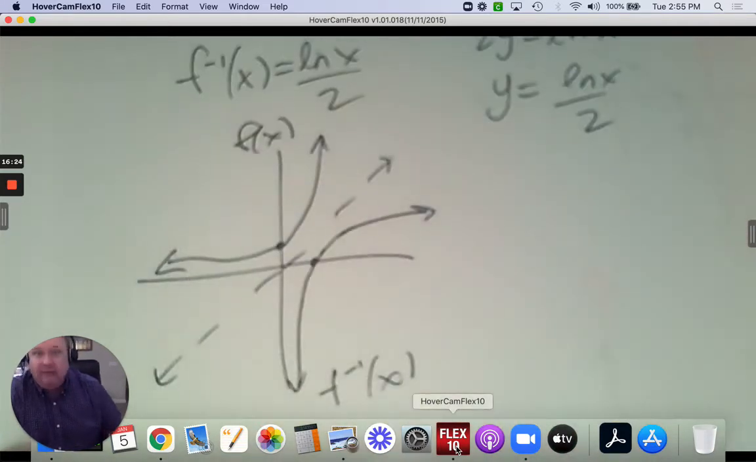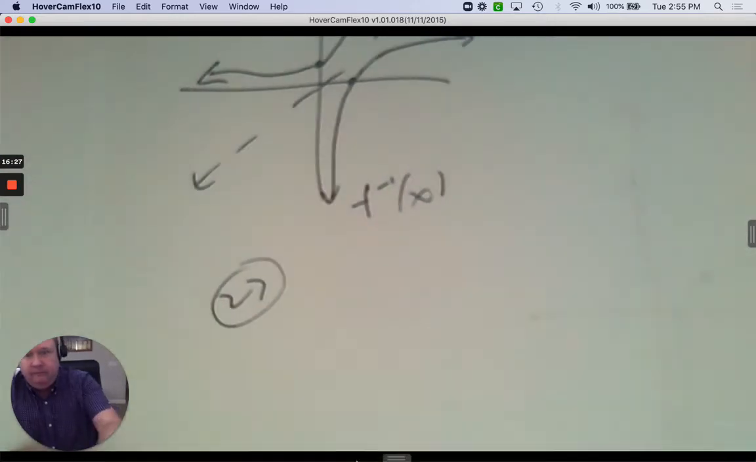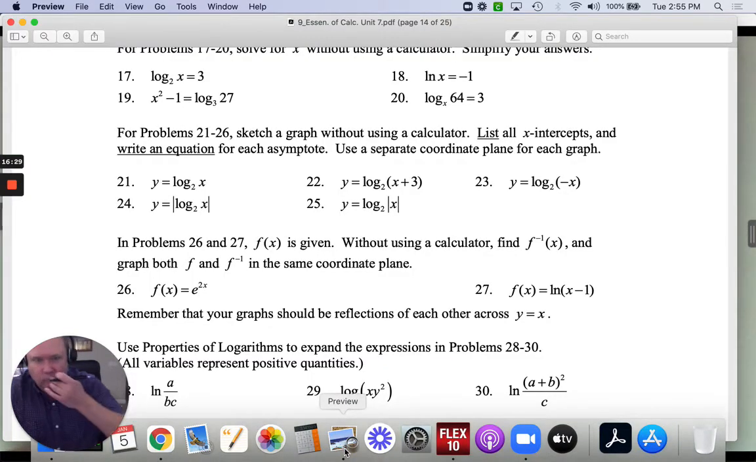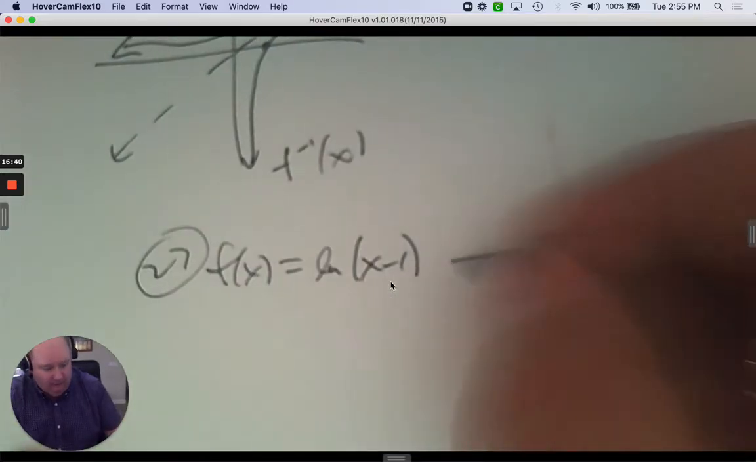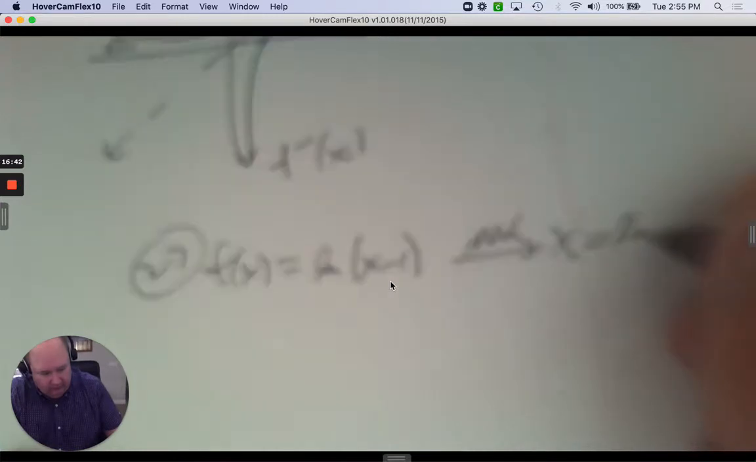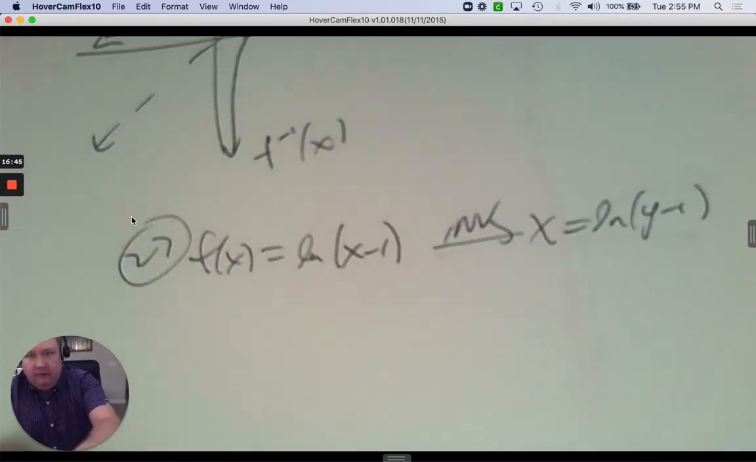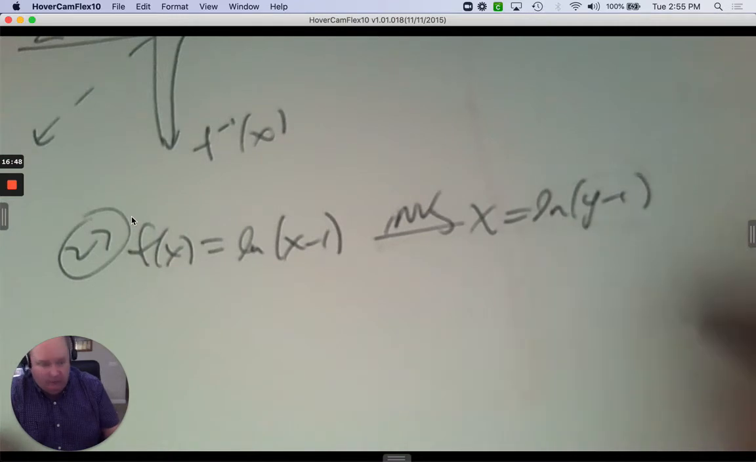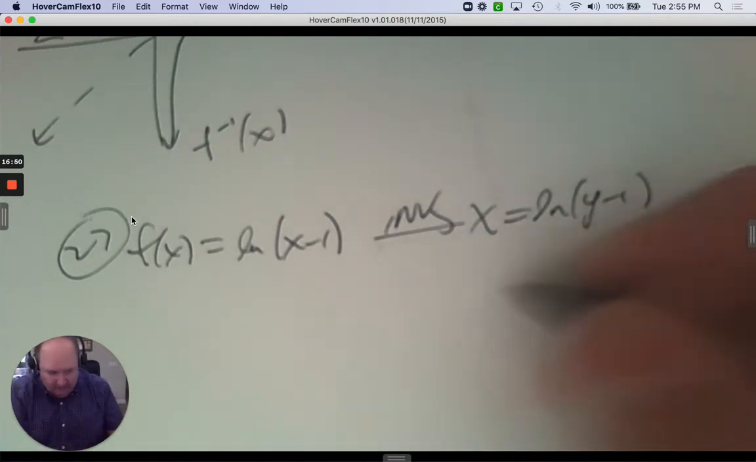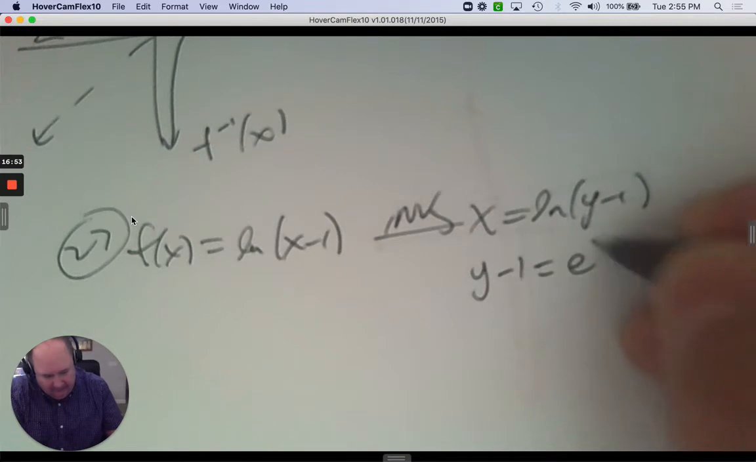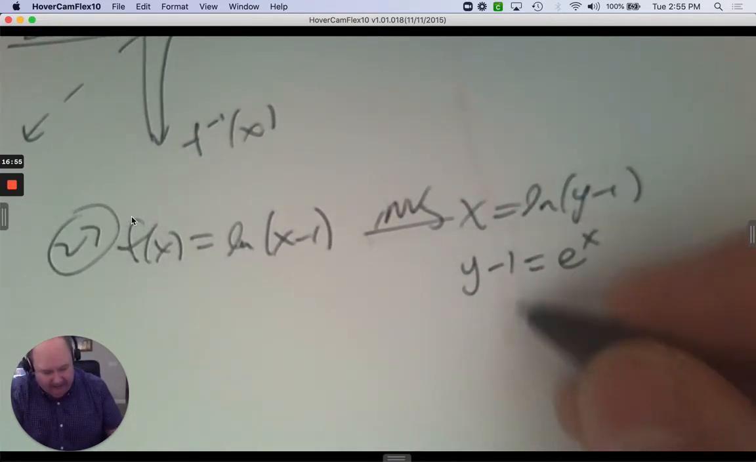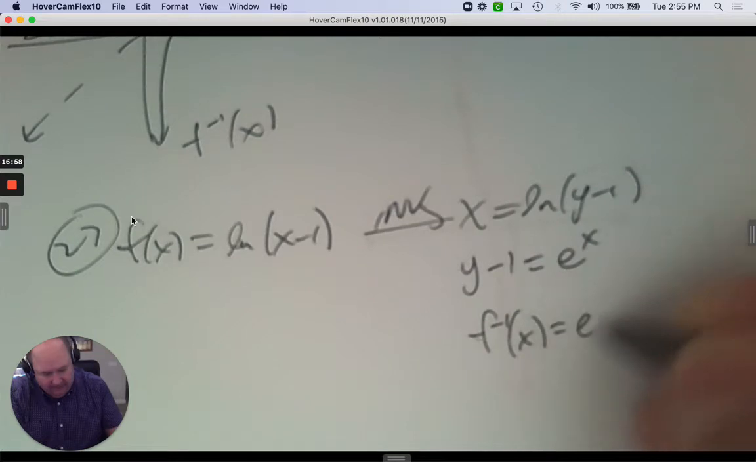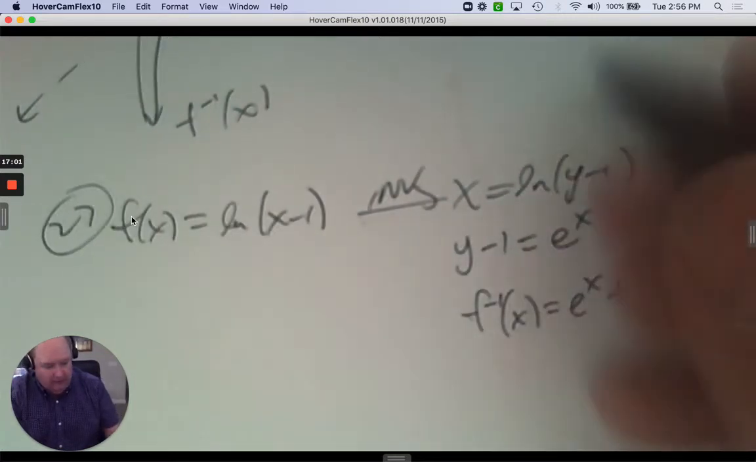Number 27. f of x equals ln x minus 1. I want to find the inverse, so I'm going to go x equals ln y minus 1. Then I want to solve for y, so I want to write it exponentially. So y minus 1 is equal to e to the x as an exponential. Add 1 to the other side, and that is now the inverse of this.